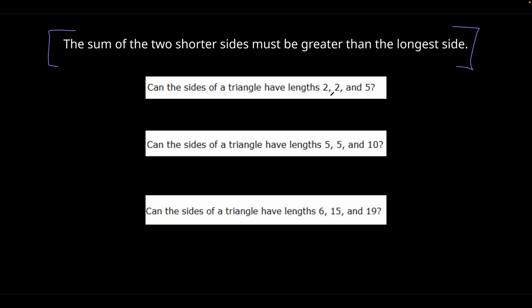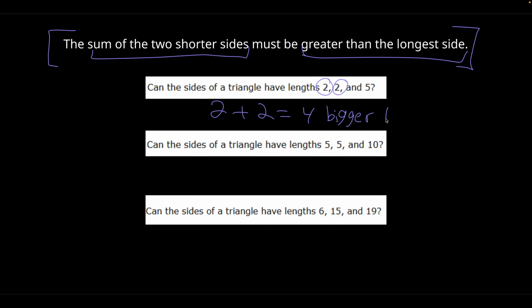It says, can the sides of a triangle have lengths 2, 2, and 5? Sum the two shorter sides. What are the two shortest sides out of those numbers? Well, that would be the 2 and the 2. 2 plus 2, which is 4, must be greater than the longer side. So is 4 bigger than the longest side, 5? 4 bigger than 5? No. So this triangle cannot be created. You literally cannot create a triangle that has sides 2, 2, and 5. They will not connect.